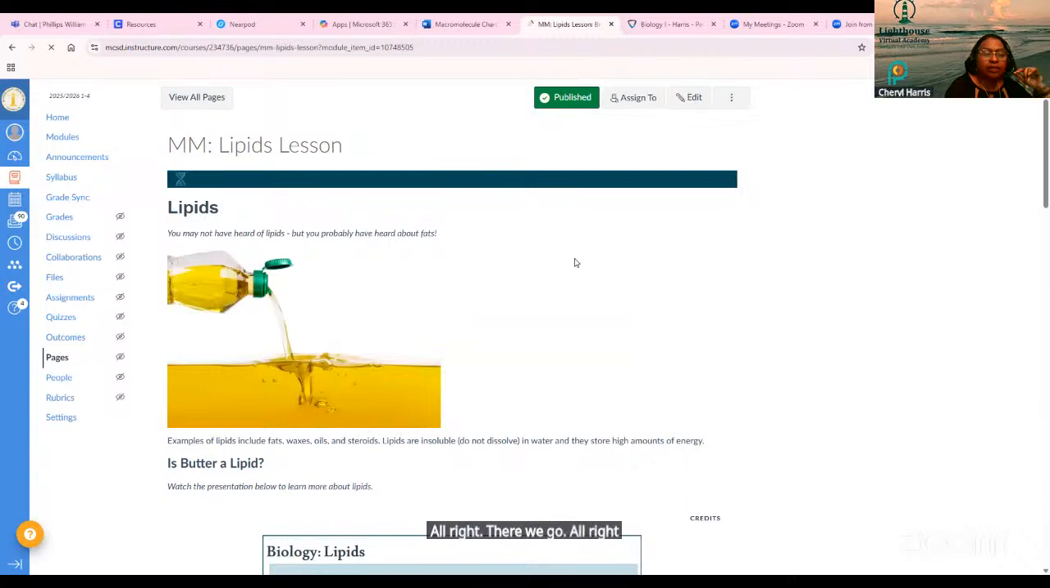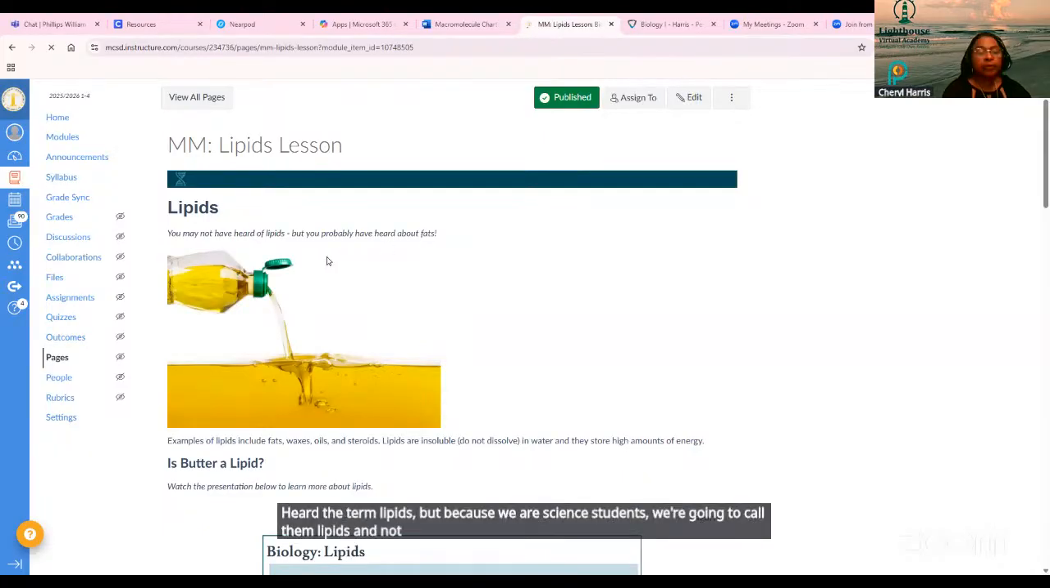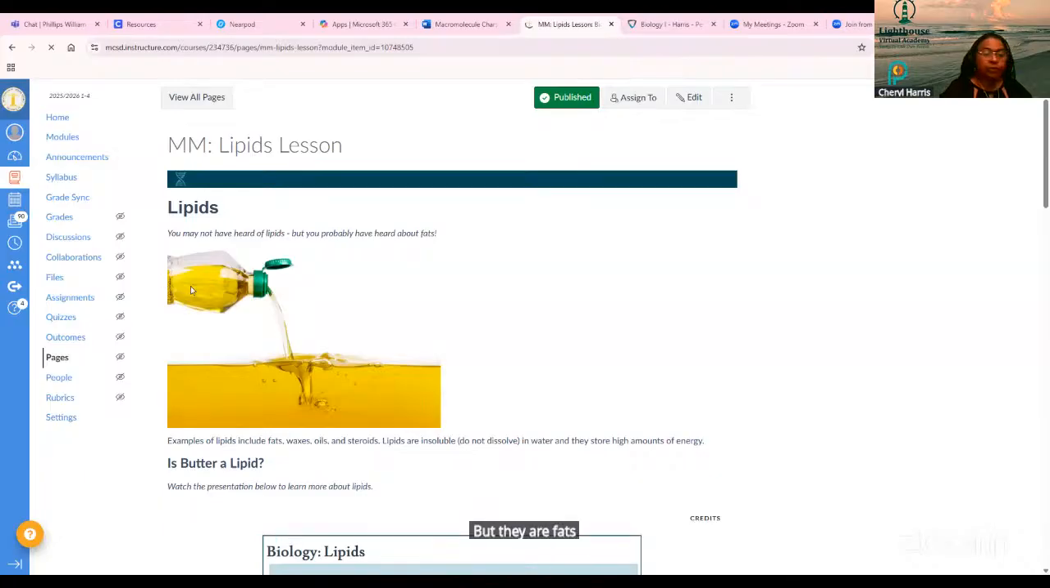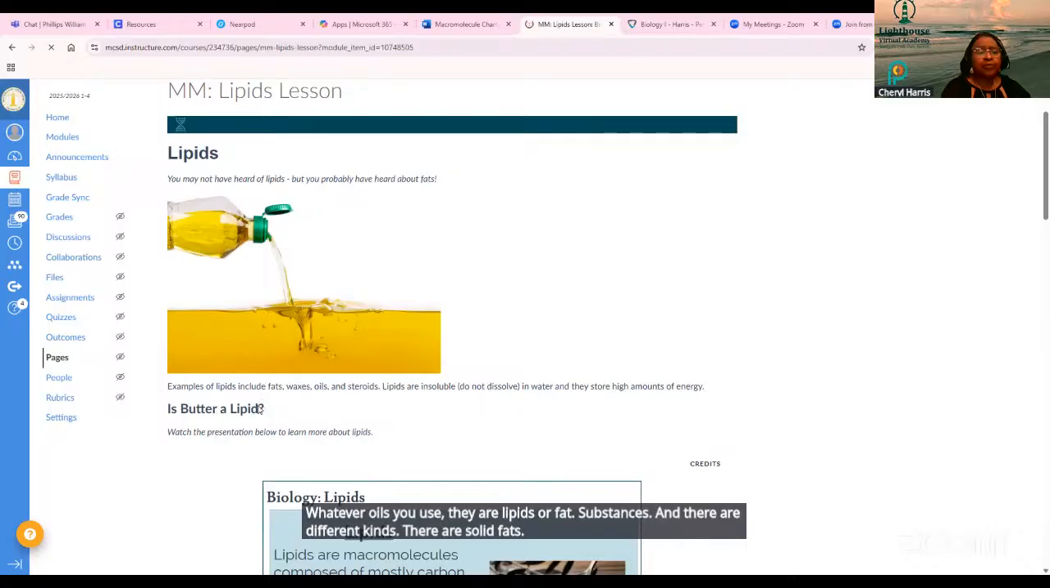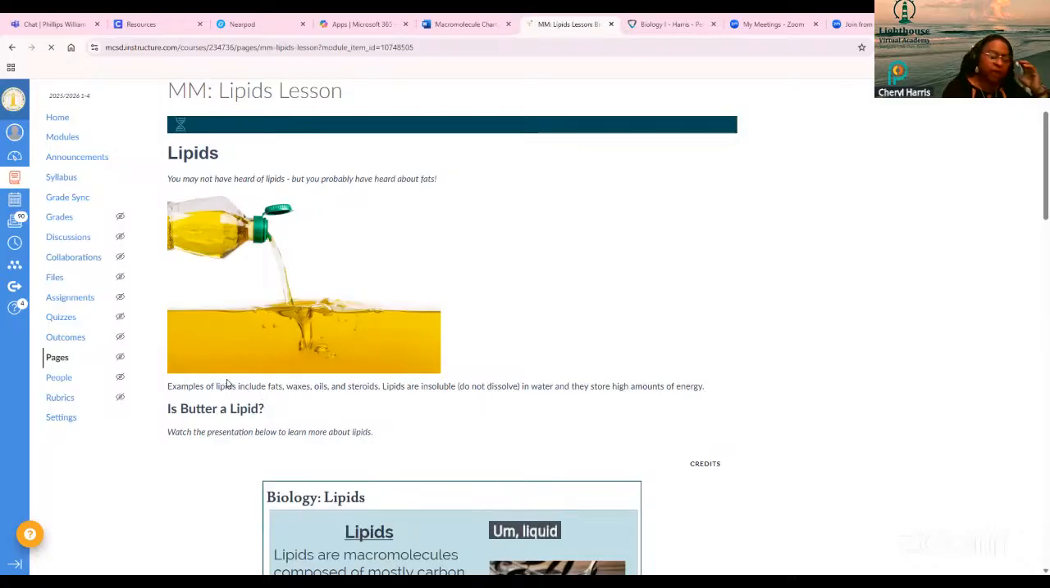All right, so like it says, you may not have heard the term lipids, but because we are science students, we're going to call them lipids and not fats, but they are fats. So when you go to your kitchen cabinet and you take out that Crisco or whatever oils you use, they are lipids or fat substances. And there are different kinds. There are solid fats, liquid fats. So under here we have examples.